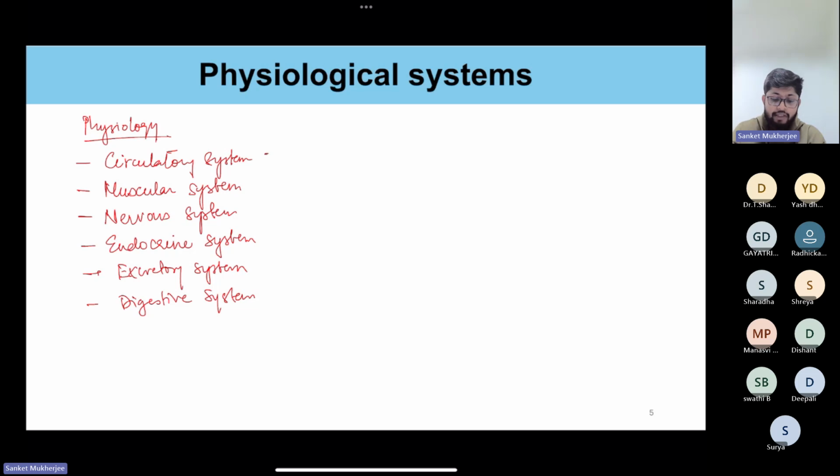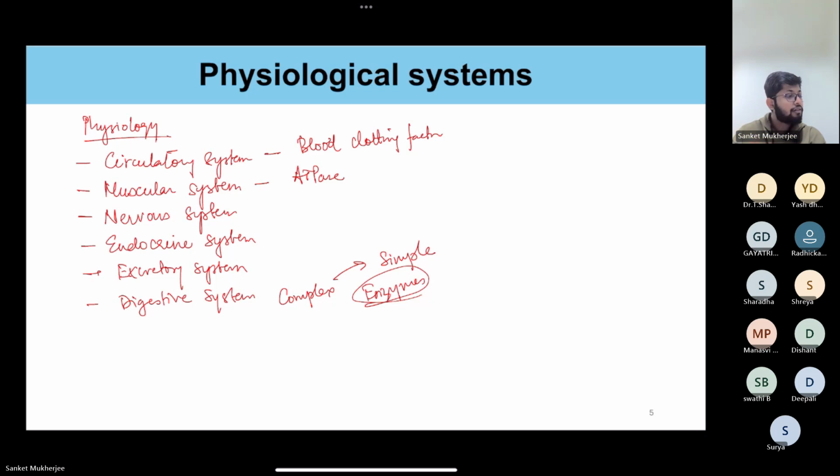Like in case of the circulatory system, there are certain blood clotting factors. In case of the muscular system, there are ATPases which break down ATP and all those kinds of things. Similarly, in case of the digestive system, it will break complex molecules into simple ones using enzymes. There are multiple enzymes for this. So these are the basic fundamentals. In a physiological system, at every step, everywhere, we require enzymes.